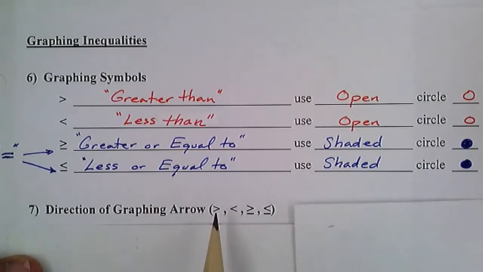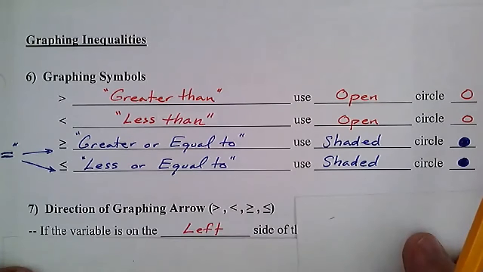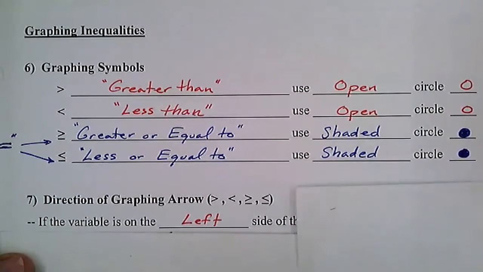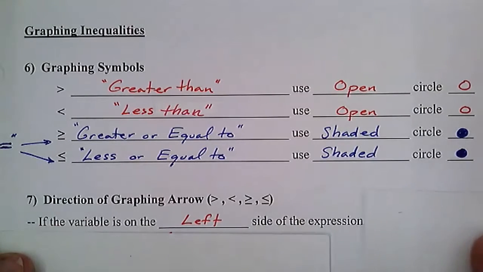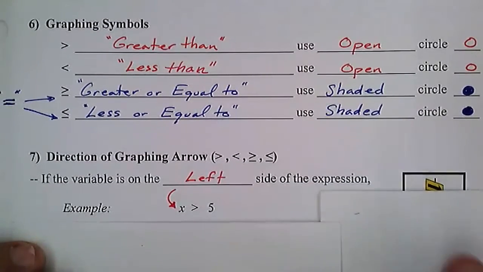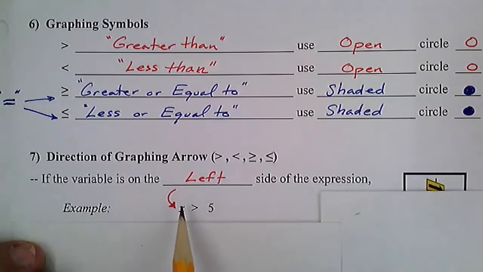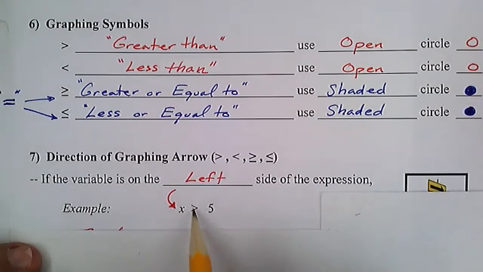Okay, so now when we graph these symbols, I want you to think of these symbols as kind of like a street sign. Okay, so you've probably been told not to do that, but I'm actually going to teach you a strategy where I think it's helpful to think of that as a street sign. Okay, so if your variable is on the left side of the expression, so here's an example. Our variable over here is on the left side, right? If I was to draw right down the middle here a line, this would be our left side and this would be our right side.